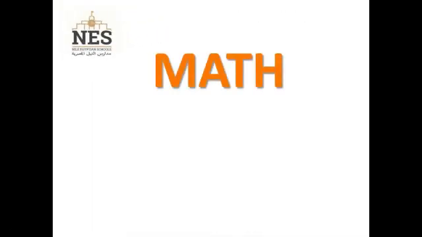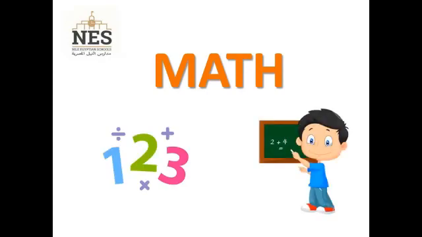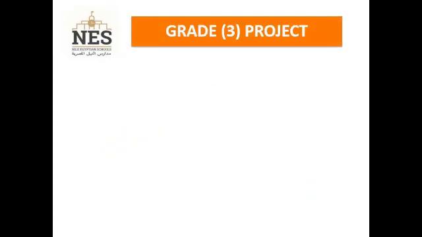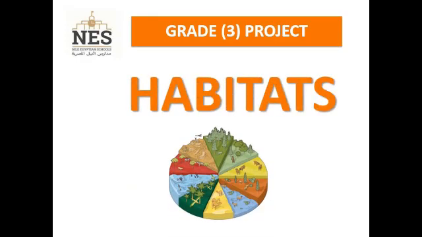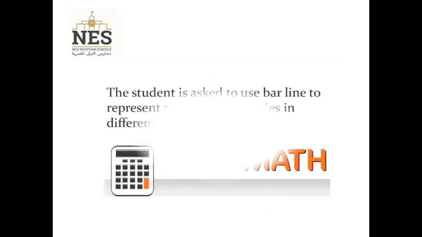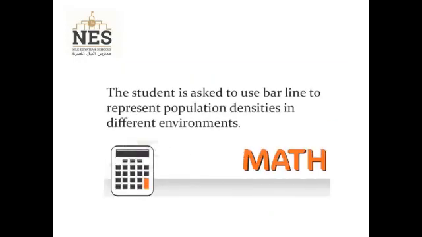Now, with the part of math. Grade 3 project is about habitats. The student is asked to use bar line to represent population densities in different environments.